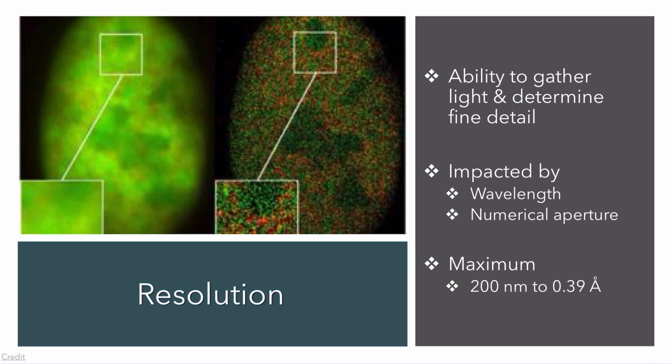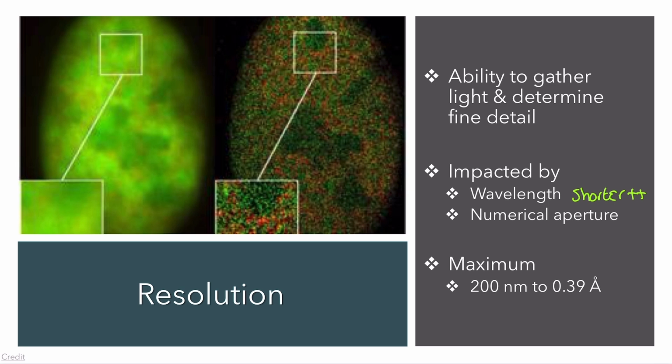Resolution is altered by several things. Wavelength is the first thing that we're going to talk about. Now, visible light has a long wavelength. Electrons in an electron microscope have a shorter wavelength, and shorter is actually better here. So the shorter the wavelength, the better the resolution. So an electron microscope is a better resolving of the image than a light microscope.